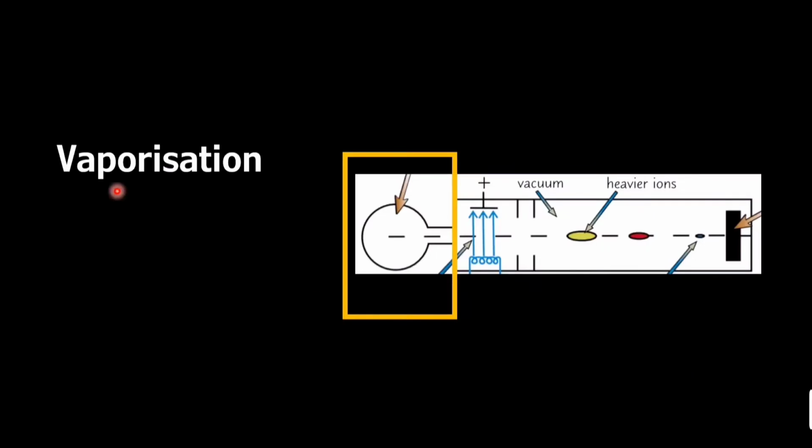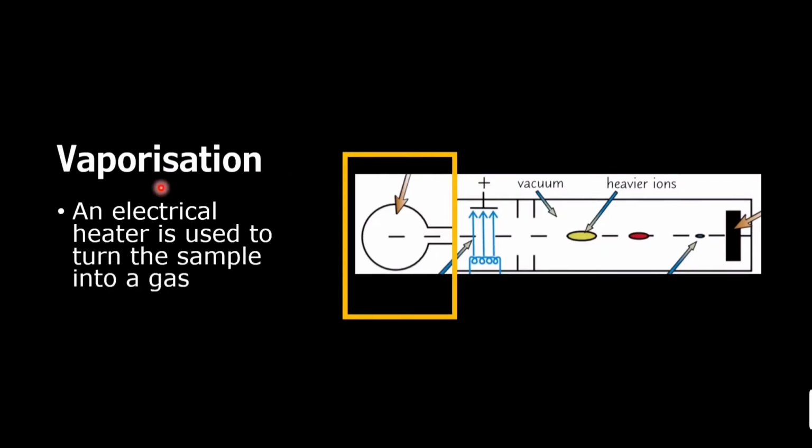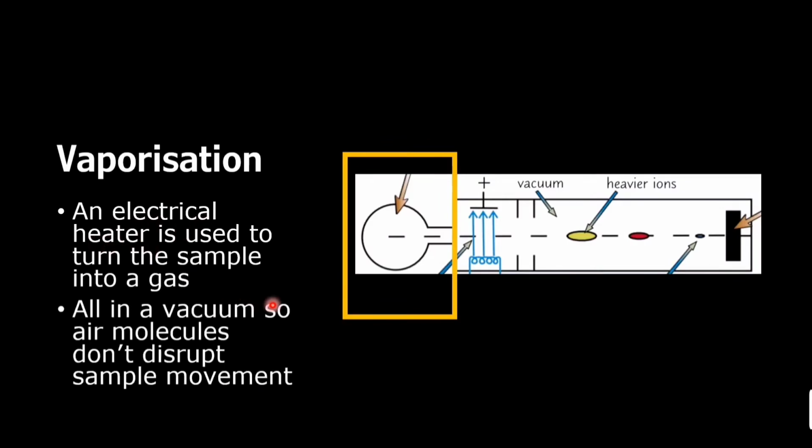So vaporisation. An electrical heater is used to turn the sample into a gas. So we're turning all of our samples, it doesn't matter what it's going to be, we're going to want it in its gaseous state. So we're going to use an electrical heater to do this. And it's important to note that our entire mass spectrometer is going to be in a vacuum. So this means that the air molecules won't be disrupting the sample's movement.